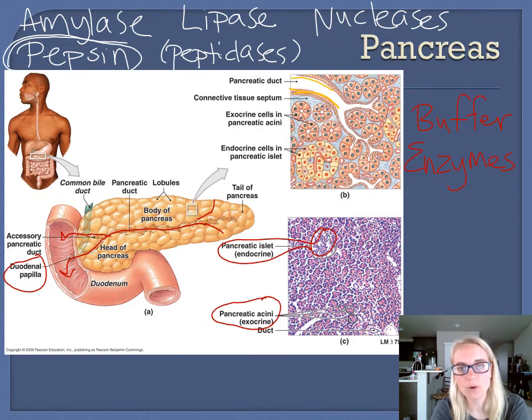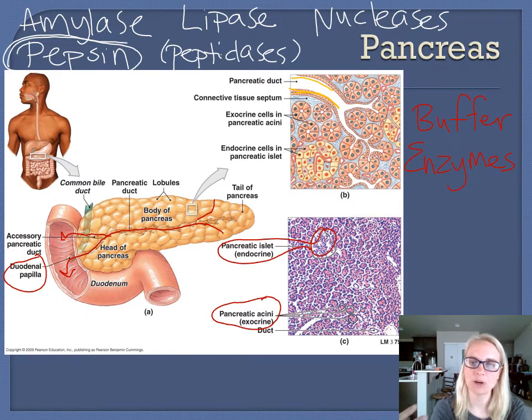But also, a lot of these enzymes are secreted in their inactive form, kind of like how pepsinogen was inactive and then hydrochloric acid converted it to pepsin. A lot of these enzymes are released in what's called a proenzyme form. It's before the activated form. So like pepsinogen is a proenzyme for pepsin. Fibrinogen is a proenzyme for fibrin. Angiotensinogen is the proenzyme for angiotensin.